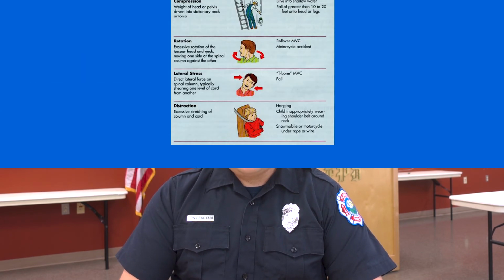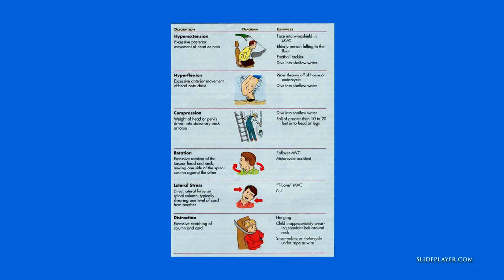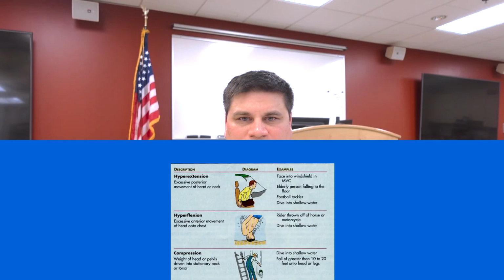So it's up to us to evaluate the mechanism of injury and determine whether or not the potential for spinal injury exists. Mechanisms with the potential for causing spinal injury include hyperextension or excessive posterior movement, hyperflexion or extensive anterior movement, compression, like from a fall, rotation about the vertical axis, lateral or sideways stress, and distraction, which is excessive stretching. These mechanisms can result in injury to the spinal column and damage to the spinal cord. If any of these mechanisms exist, refer to the Spinal Injury Assessment Protocol on how to proceed.